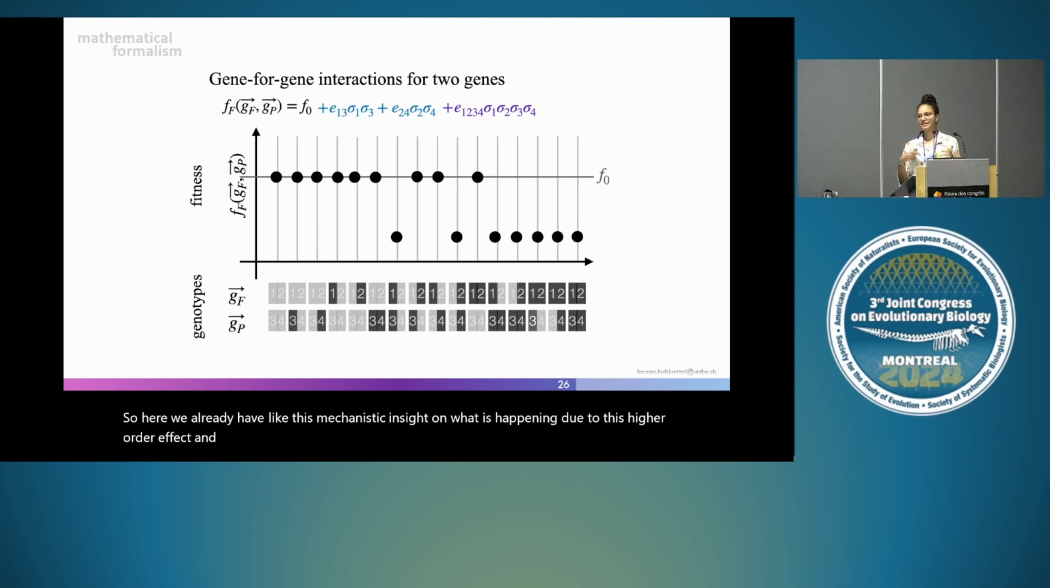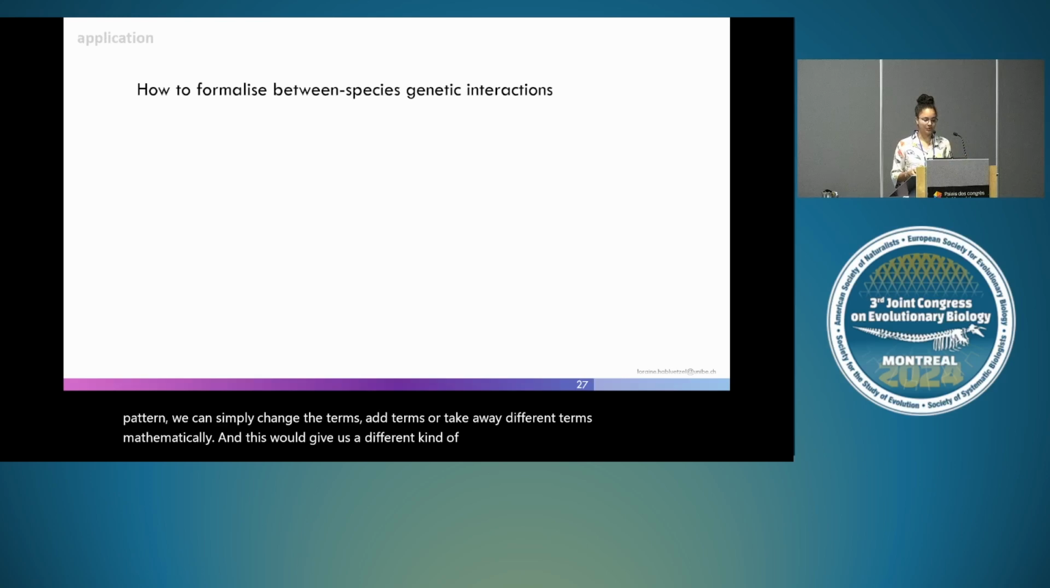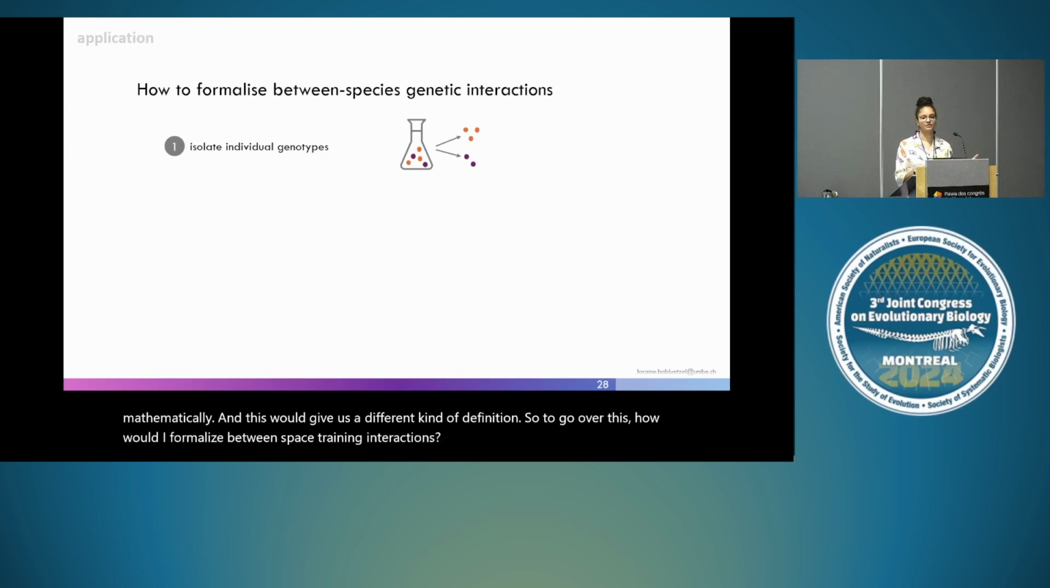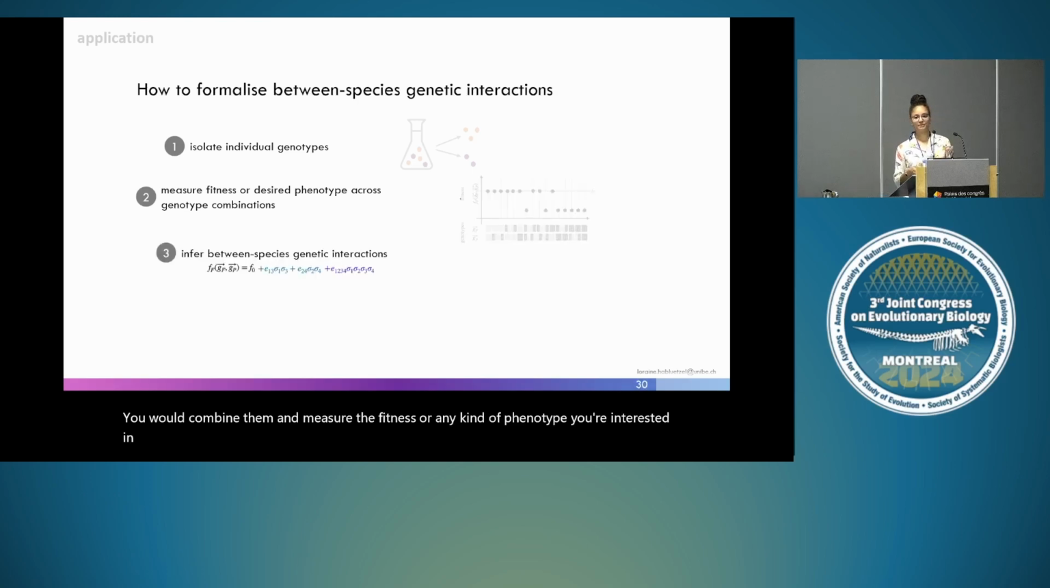And the cool thing here is that now if we have some sort of deviation of this pattern, we can simply change the terms, add terms, or take away different terms mathematically. And this would give us a different kind of definition. So to go over this, how would I formalize between-species genetic interactions? You would isolate different genotypes. You would combine them and measure the fitness or any kind of phenotype you're interested in. You would then infer the mathematical terms. And as I said, the cool thing here is that we don't just have an accurate description of what is happening, but we also already have a mechanistic insight.